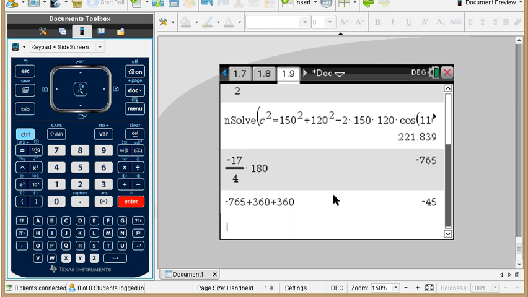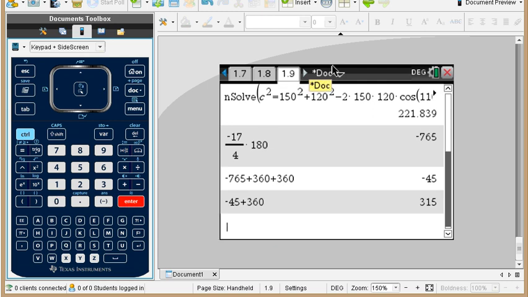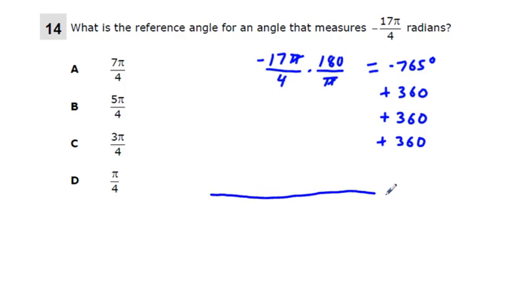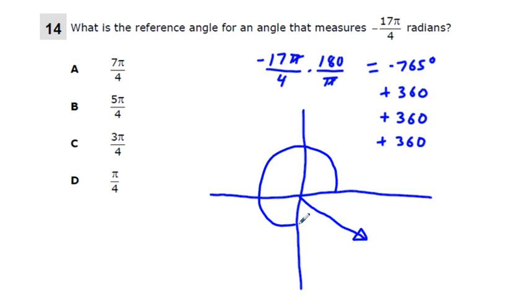So what that's going to end up being is this right here. We're going to be at negative 45 degrees, which is coterminal with 315 degrees. And our reference angle is our smallest positive angle to the x-axis, so it's going to be 45 degrees. And if you convert these, you're going to find out that pi over 4 converts to 45 degrees.